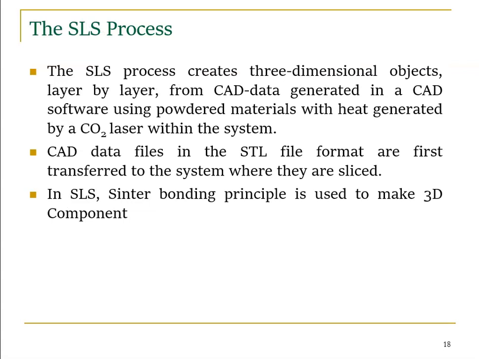So how does the SLS process work? The SLS process creates three-dimensional objects layer by layer from CAD data generated in CAD software, using powdered materials with the heat generated by CO2 lasers. The CO2 laser generates the heat, and that heat is used to convert the powder to solid. CAD data files in STL file format are first transferred to the system, where they are sliced.